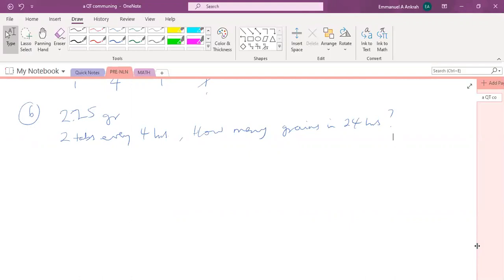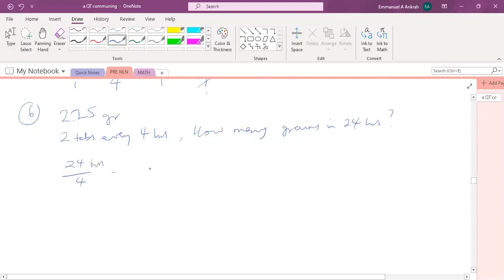Okay, so the first 4 hours, how many? So the person is taking it 6 times a day, right? For every 4 hours. Twelve tablets. Yeah, so 12 tablets in a day. Because if you break this down every 4 hours, within 24 hours, 24 divided by 4, you're gonna have 6 of that. 6 times in a day.